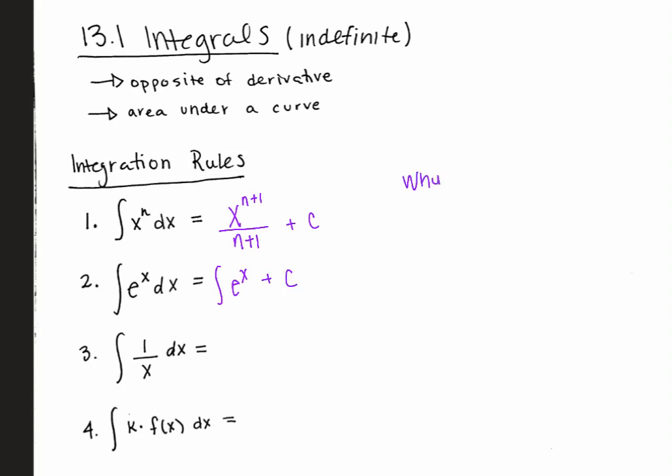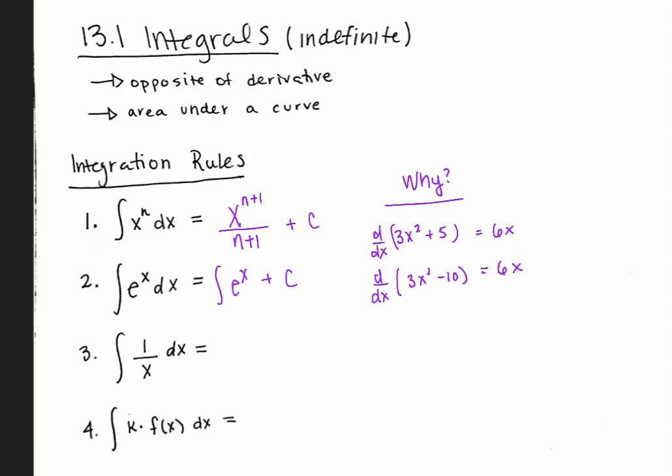And the why for that is, if I have 3x squared plus 5, and I take the derivative of that, I get 6x. If I take the derivative of 3x squared minus 10, I also get 6x. So you have to account for that constant that could be added, but we don't know if it actually is.